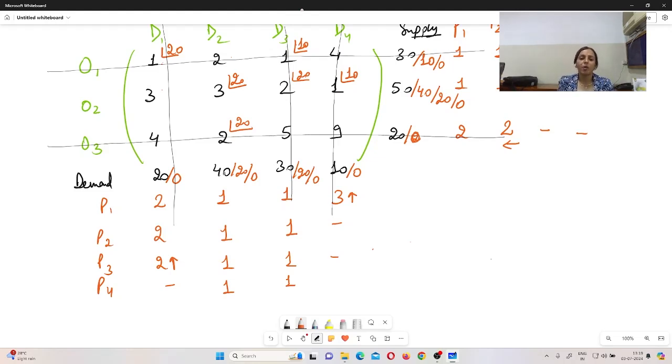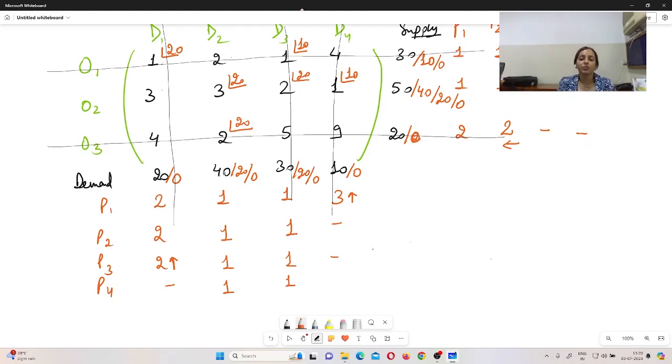Yes, see, the requirement of D1 is 20, it's now 0. D2 is 40, now 0. D3 is 30, but now it is 0. D4 is 10, but now 0. Same with the supply. O1 had a supply capacity of 30, able to sell up, and the remaining is 0. For O2, it is 50, and now after giving all the requirements to the different destinations, it gets 0. O3, with supply capacity of 20, and all the allocations being done.